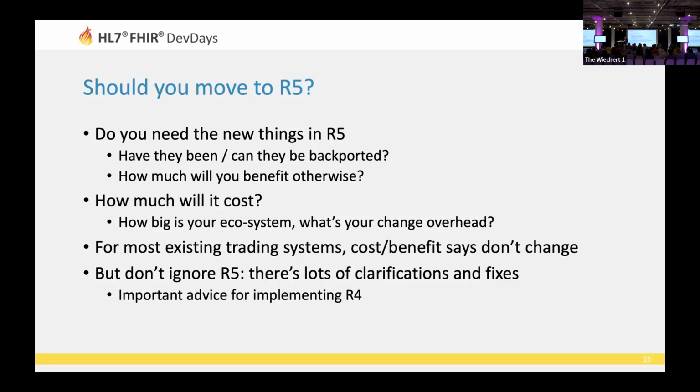Now, there are some projects out there doing release 5 because they need those new things in the release 5 implementation guide. The next question to ask is, how much is it going to cost us? That's like, how big is your ecosystem? How much is your change overhead? If you have a lot of extensive testing and regulatory oversight, then your change cost will be greater. But if your ecosystem is thousands of parties, how are you going to change?